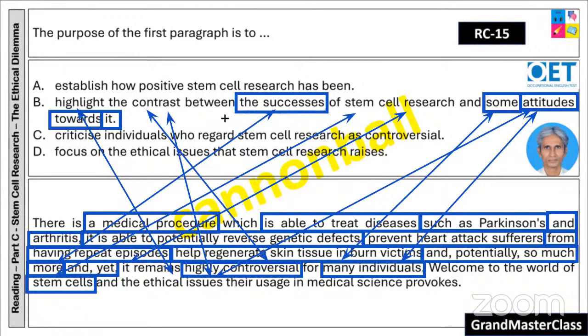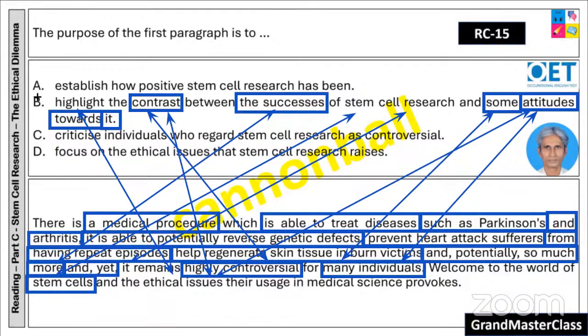So this is highlighting the contrast between the success and some attitudes, pointing out that there are some disadvantages. That's it.